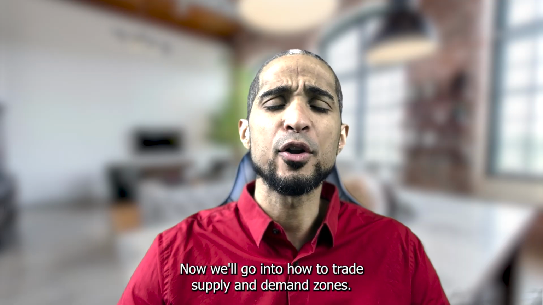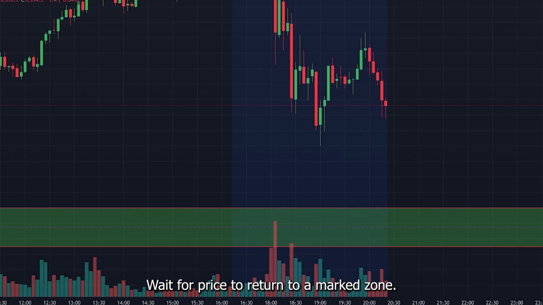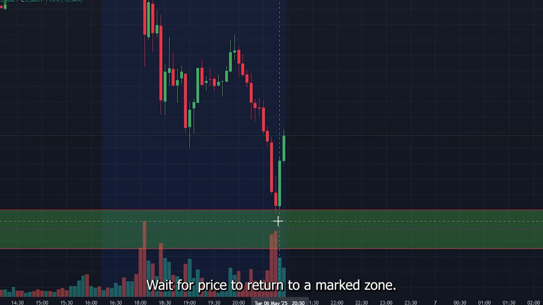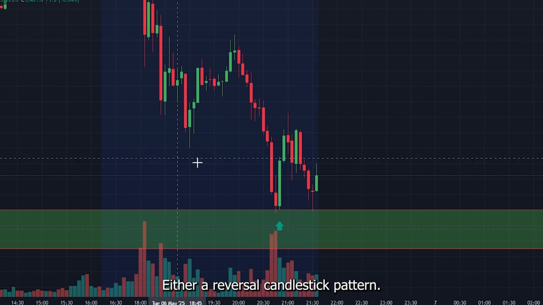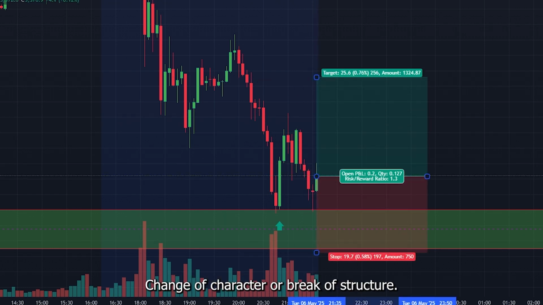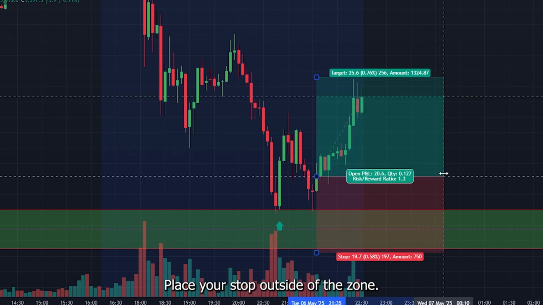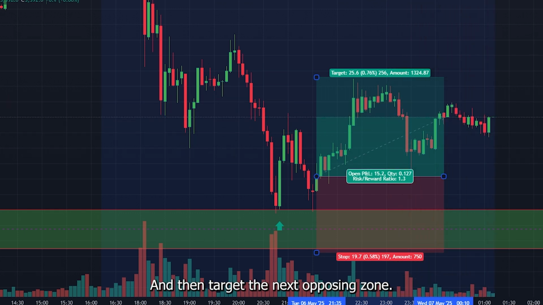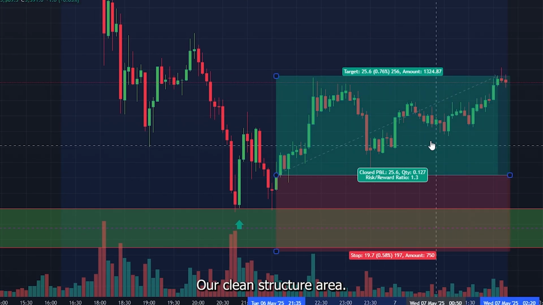Now we'll go into how to trade supply and demand zones. Wait for price to return to a marked zone. Watch for confirmation, either reversal candlestick pattern, change of character, or a break of structure. Place your stop outside of the zone, and then target the next opposing zone or clean structure area.